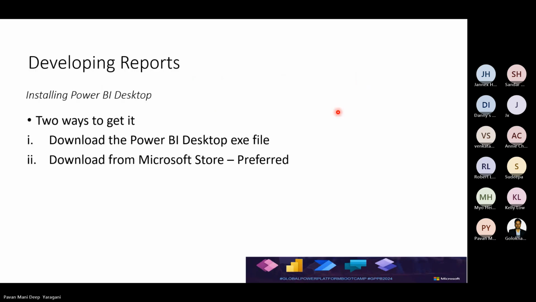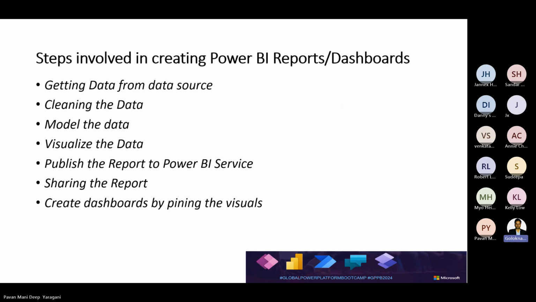Okay. So first thing you need to install the Power BI Desktop. There are two ways to install Power BI Desktop. Either you can download it from the internet, it is a downloadable .exe file, or you can download it from AppSource. In Microsoft AppSource, you can download the Power BI app. Okay. So these are two ways.